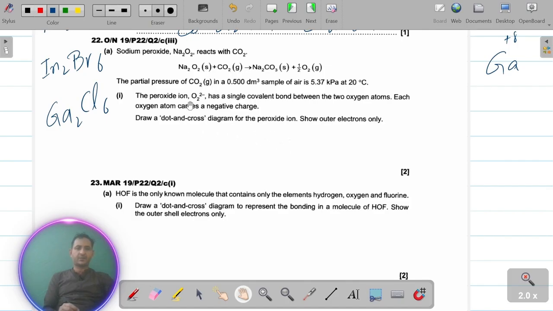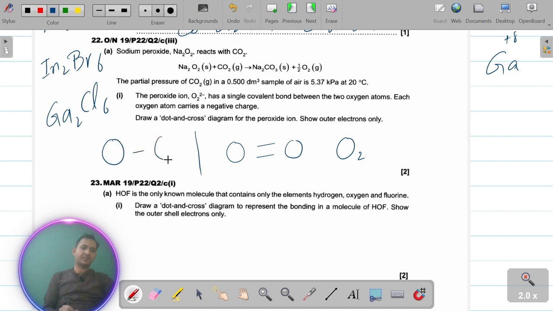Now we have the structure of the oxide ion. Here we have oxygen and two negative charges. If it is just O and O, it would be an O2 molecule. But we can notice there is a two negative charge, which means one of the bonds is missing. This oxygen is making a single bond with the other oxygen atom, and each is carrying a negative one charge. It is not a normal O2 molecule, it is the peroxide ion.